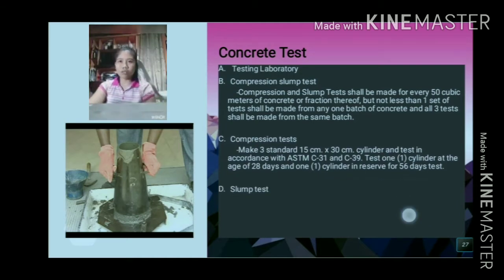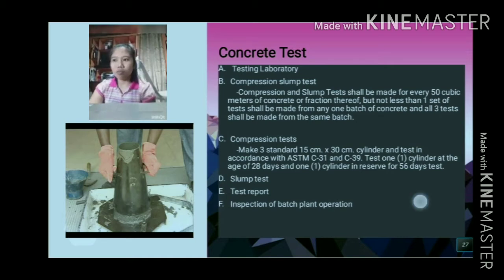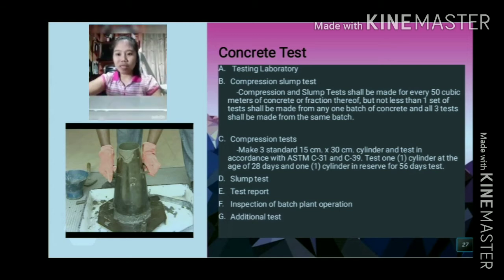Next, we have the concrete tests. First is the testing laboratory. It is responsible for the contractor to employ compression tests and slump tests and submit 5 copies to the engineer and architects. Compression and slump tests are to check the concrete if it is strong enough to hold forces.